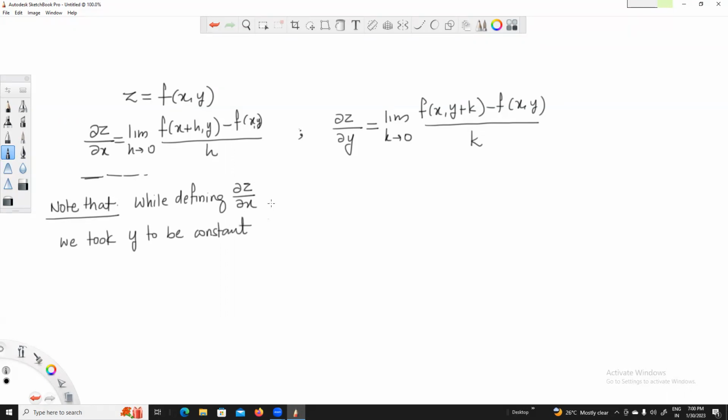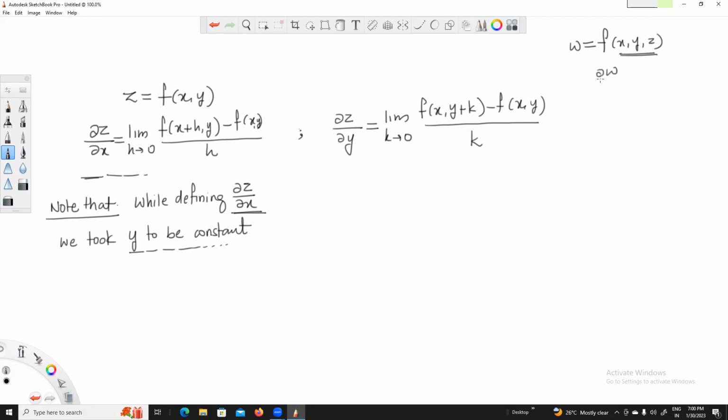So what it means actually, now you are finding the rate of change of z with respect to x. So all other independent variables should be considered to be constant. So suppose if I had here f of x, y, and z, and suppose I write w as a function of x, y, z. So I have three independent variables.